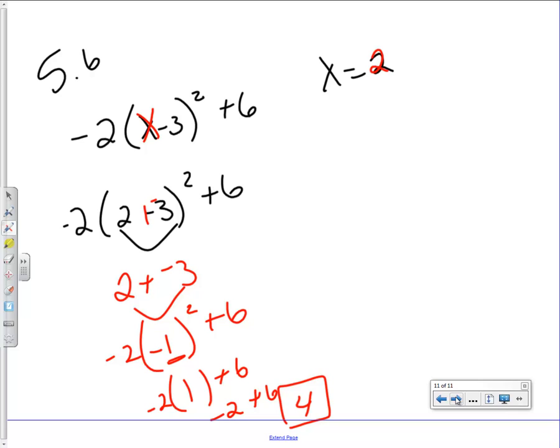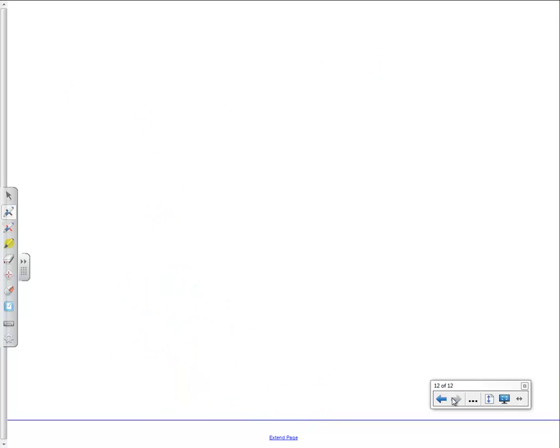Okay. The next section is another 5.6 that also says to simplify. This time they're not giving you that your letter equals a number. They just tell you to put together things that match. That's what simplifying means.